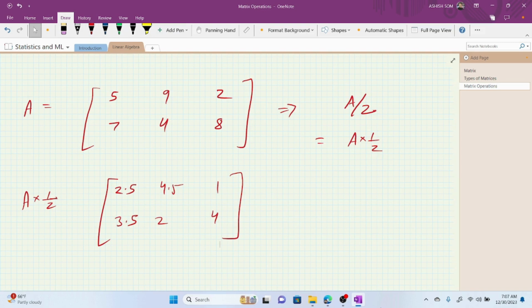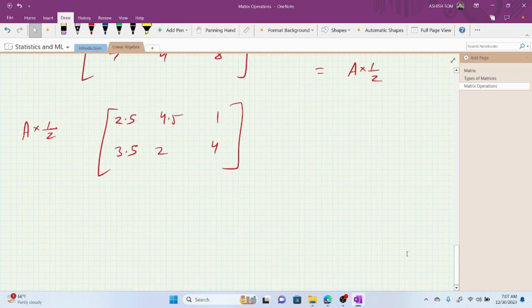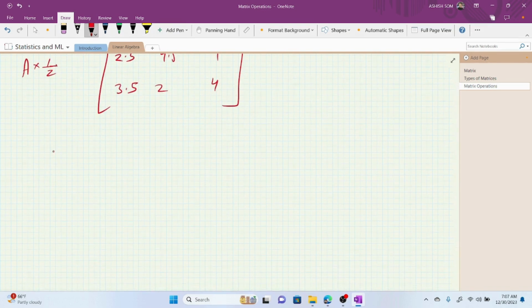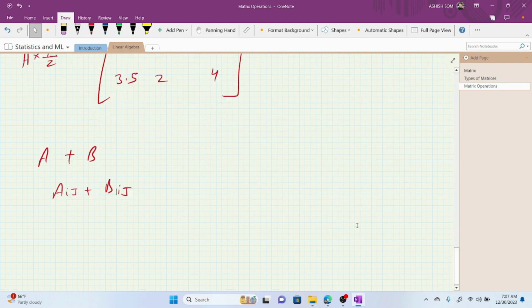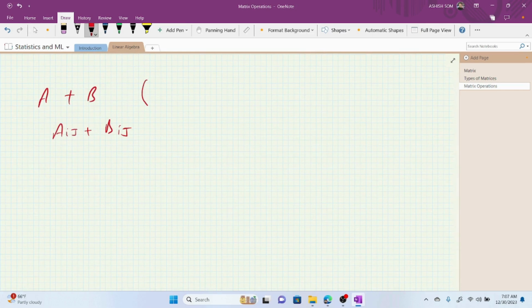Now suppose we have two matrices A and B, where A and B both are matrices. It means each corresponding element will be added, like this. Now how to do that? We call it matrix addition.